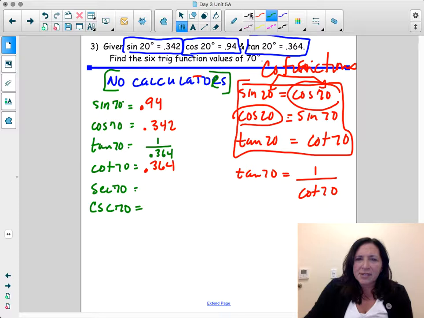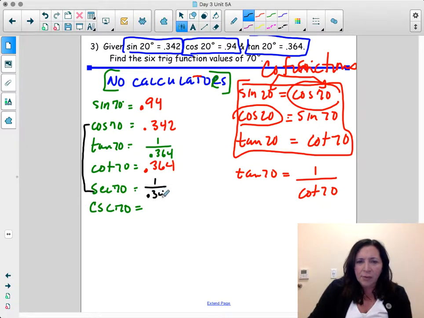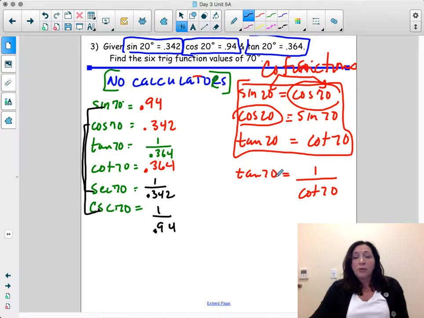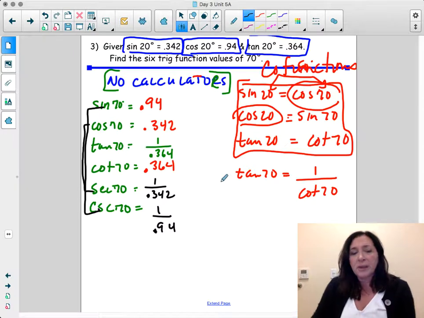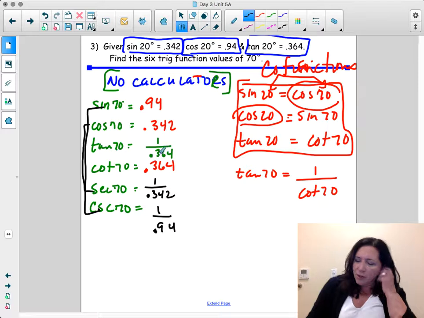Now, remember secant is the reciprocal of cosine. And so that could also be written as 1 over 0.342. And lastly, cosecant is the reciprocal of sine. And so that can be rewritten as 1 divided by 0.94. And so those are your answers. Those are your cofunctions.